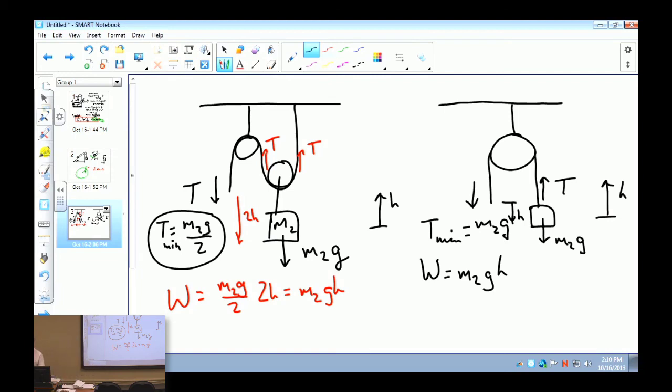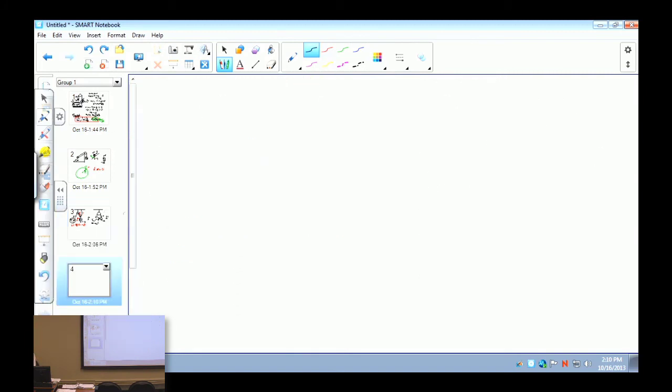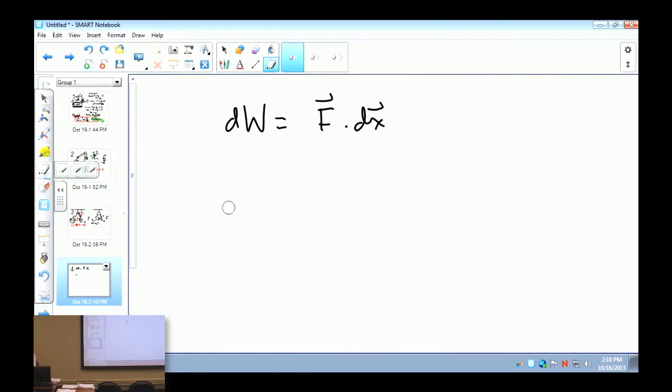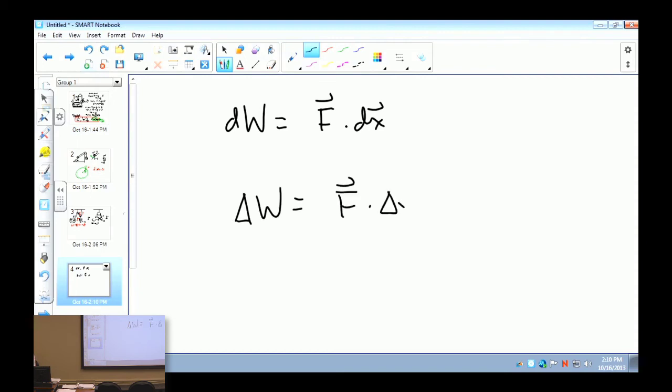Okay, something to keep in mind here. Let's go back, and this is important to keep in mind. There were two expressions for the work that he used in the book. What is the significance of these two different expressions for the work? What is the meaning of each one?